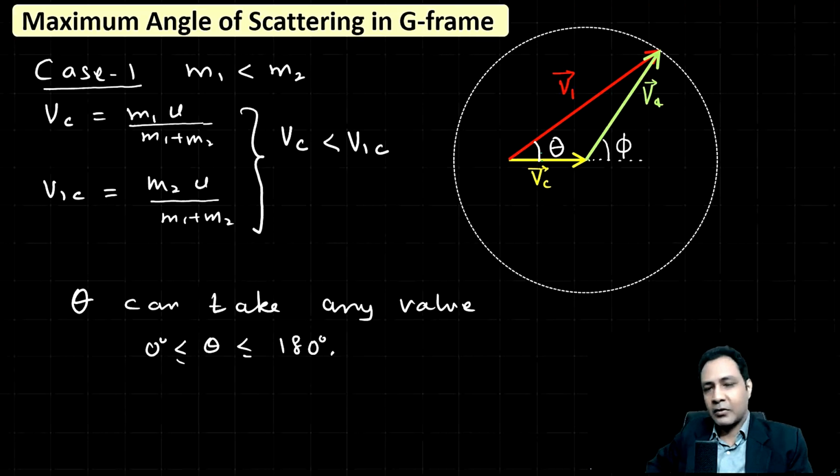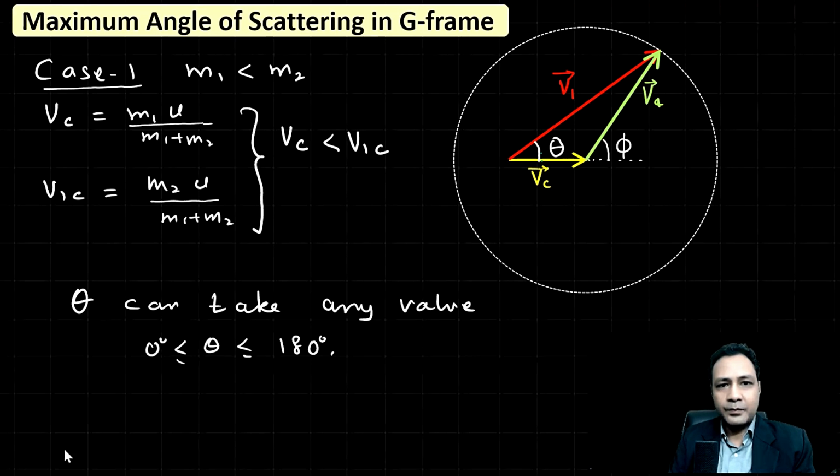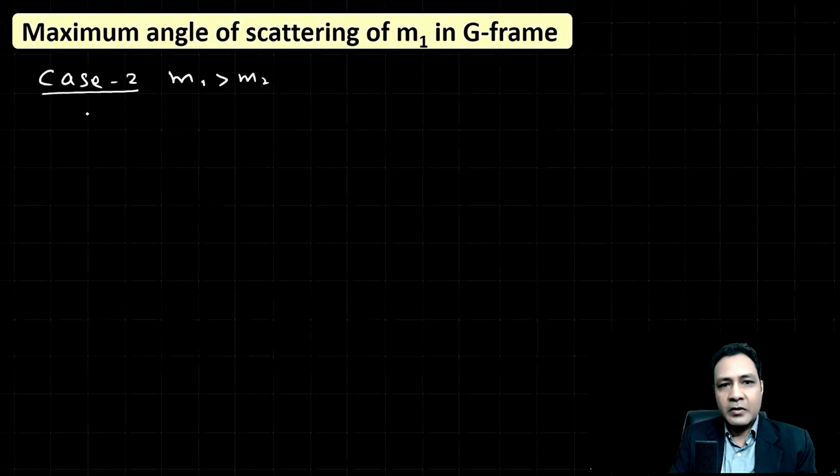Now whether the same happens in the case of M1 less than M2 and M1 greater than M2, let's see in the next case. In this case, the colliding particle M1 has a greater mass than M2. Once again, VC is M1U upon M1 plus M2, and V1C is M2U upon M1 plus M2. If M1 is greater than M2, then VC will be greater than V1C.